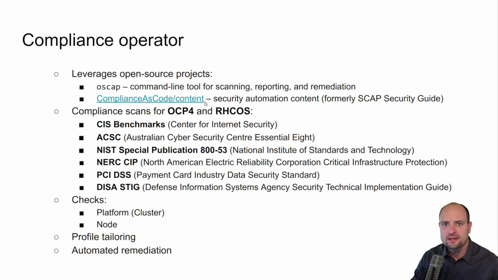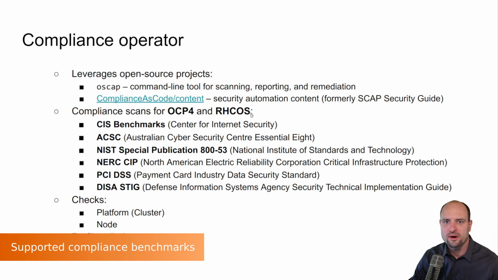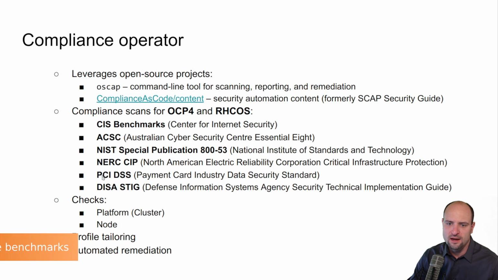For Red Hat Enterprise Linux, the rules check various configuration settings in RHEL. For OpenShift, on the other hand, the rules check the Kubernetes API objects, as well as the configuration of individual cluster nodes. The compliance operator comes with rules that were designed to work with OpenShift 4 and Red Hat CoreOS. The operator supports several compliance benchmarks, like for example the CIS, NIST, and others.